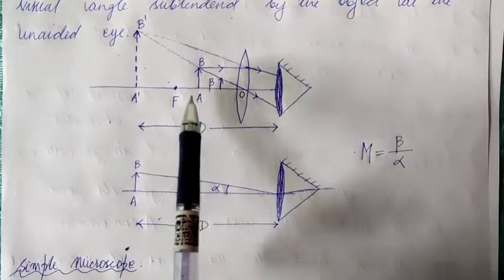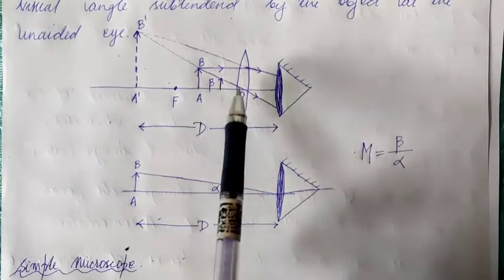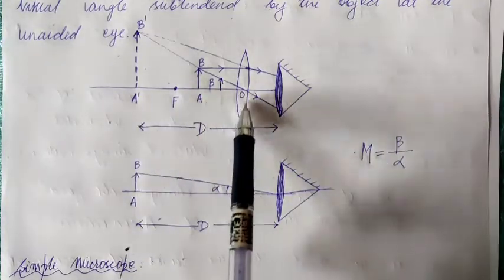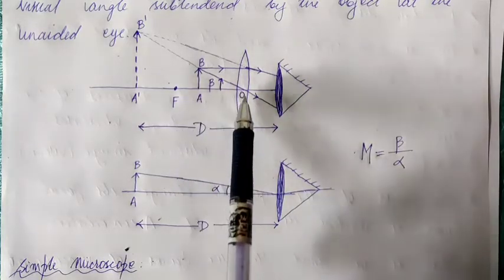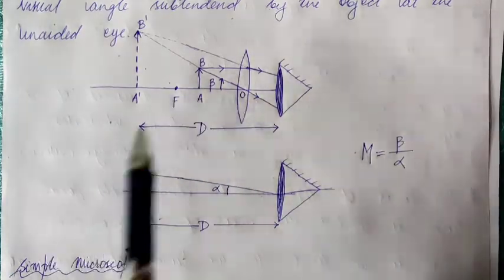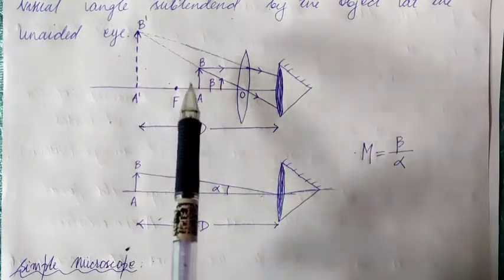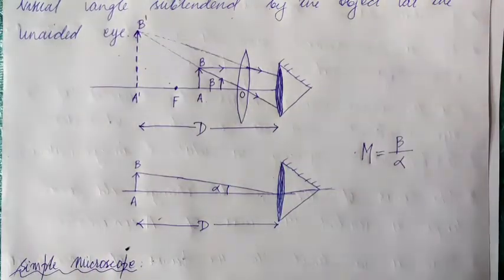Now what we do in case of a simple microscope is we place the object in between the optical center and focus of the lens. Obviously, for a convex lens to form a virtual image, the object has to be placed in between the optical center and the focus. So when we do that, we get to see a virtual image of this object AB, and the virtual image is A dash B dash.